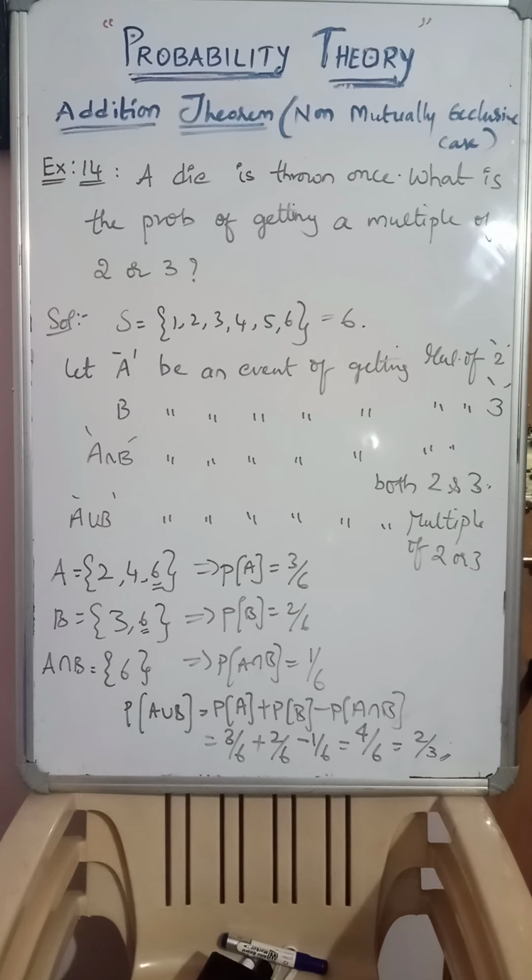So according to the condition, P of A union B equals P of A plus P of B minus P of A intersection B. Substitute all the three terms: 3 by 6 plus 2 by 6 minus 1 by 6. You will get LCM 6 and 3 plus 2 minus 1, 5 minus 1, 4. 4 by 6. 4 by 6 means 2 by 3 is the answer. Clear, guys? Very simple problem.